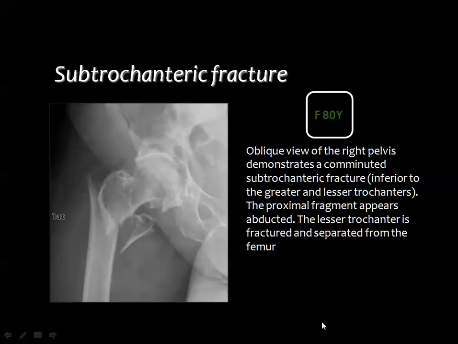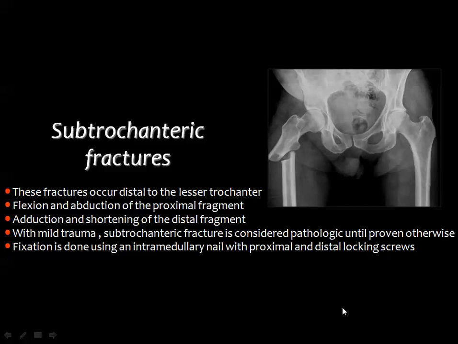And this is a subtrochanteric fracture. It occurs distal to the level of the trochanters. These fractures occur distal to the lesser tuberosity, and they do not involve the trochanters, and you got flexion and abduction of the proximal fragment because of the action of the muscles here. They will distract this fragment like this, and adduction and shortening of the distal fragment.